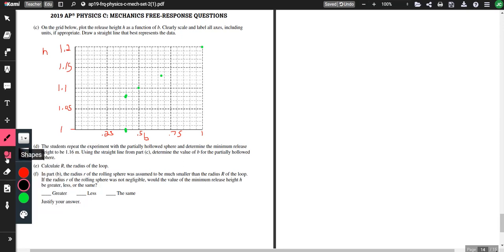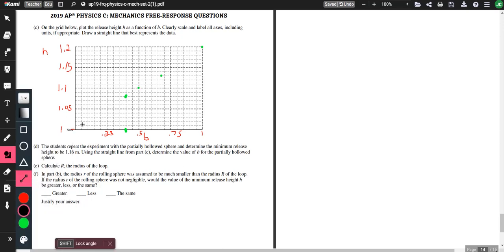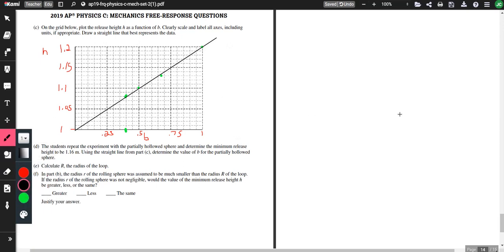Doing the line of best fit. It's going to look like that. Your graph doesn't need to go to 0. So let's see. Was that all I had to do? Yeah, draw a straight line. Okay. So looking at the answer key, there are 4 points for this. All right.